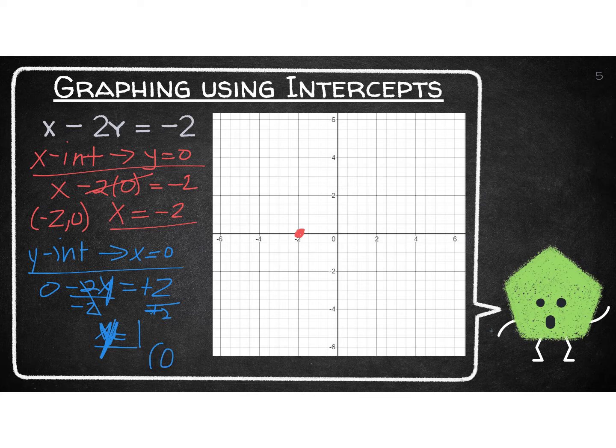So my point 0, 1 is my y-intercept. 0 and 1 would be right there. So those are the 2 points on my graph. So now I should actually be able to go ahead and graph the line. So that would be your final answer.